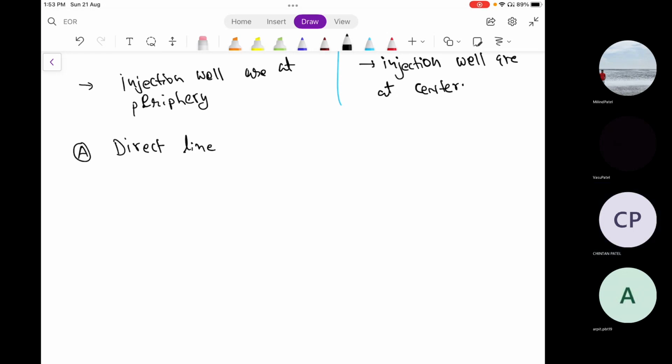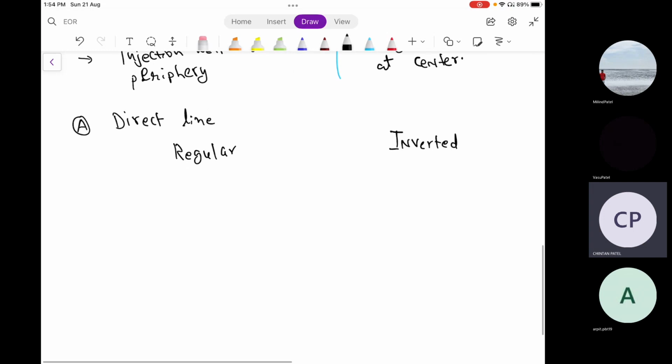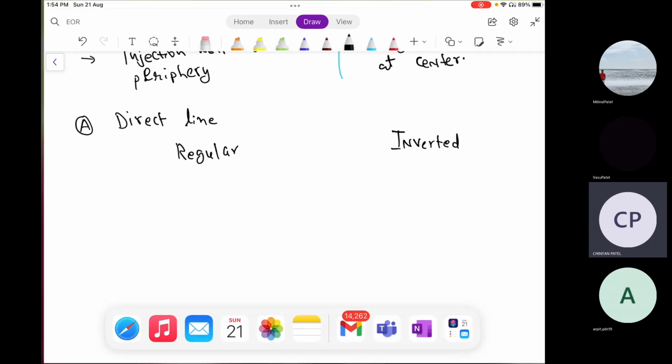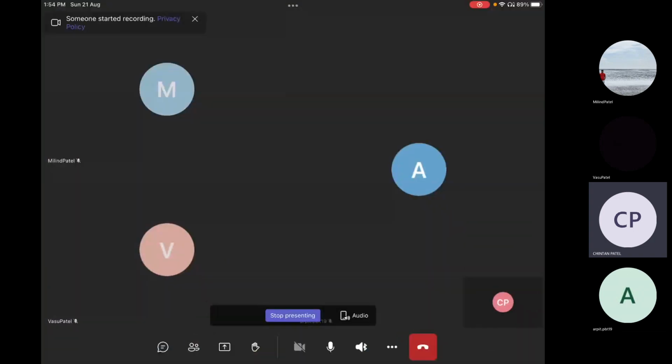So, direct line. In each, we have two kinds. One is regular, and another one is inverted. The basic difference between regular and inverted is, let's say in regular we have n wells for production and m wells for injection, then in inverted we just invert that pattern. That means we change the number of injection wells to the production wells and the number of production wells to the injection wells.